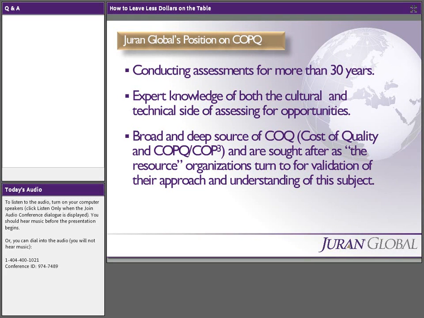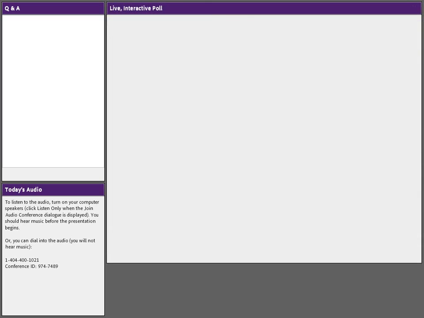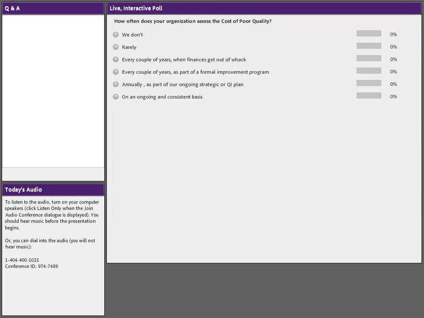We've been conducting assessments a lot. Some of you may have participated in a cost of poor quality study. And whatever term you use, whether it's cost of quality, cost of poor quality, cost of nonconformance, COPQ, whatever it is, do you do some kind of estimate of the total loss to the business unit or the organization? So my first poll here is, how often does your organization assess the cost of poor quality? If you have no clue what I'm talking about, just put down we don't.